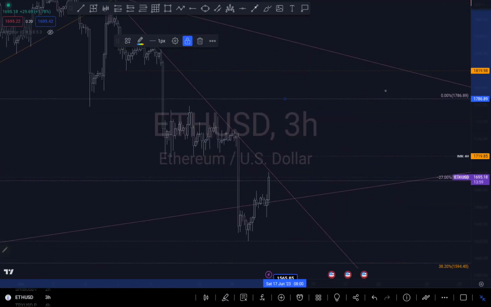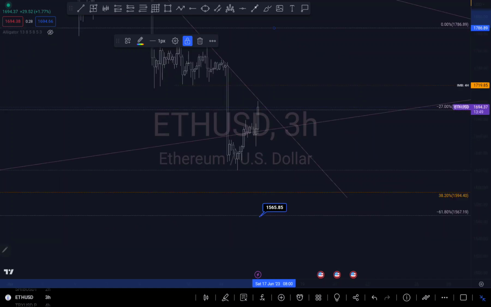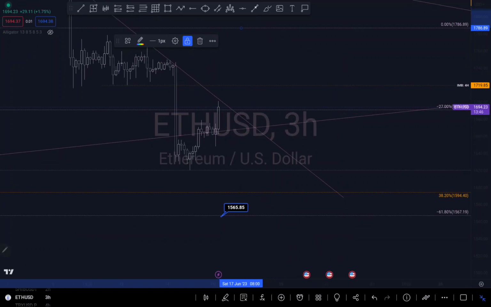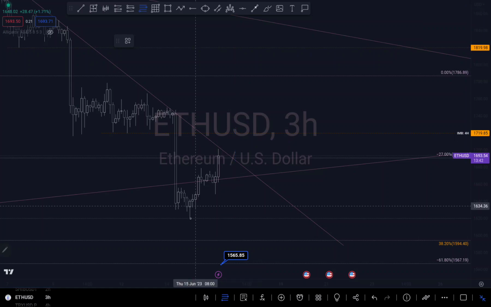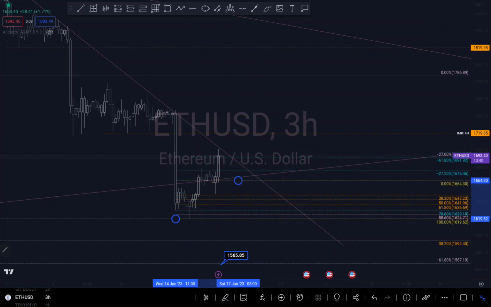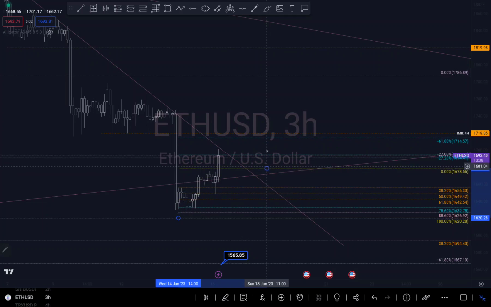So I see a possibility that we might come up to that level to see what's next. That will be my next target if we break this zone right here, because this zone is also a significant zone. We can see rejection around that zone. So we just have to be a little bit patient to see what we are dealing with. As of right now, let me use my fib to see where we are currently at. Yeah, okay, around my negative 27% level.